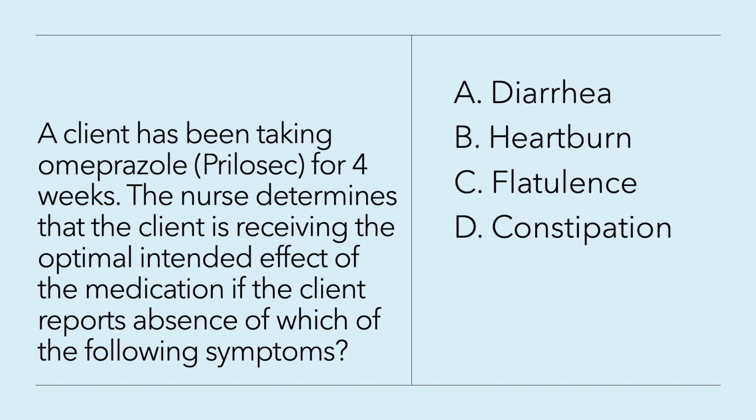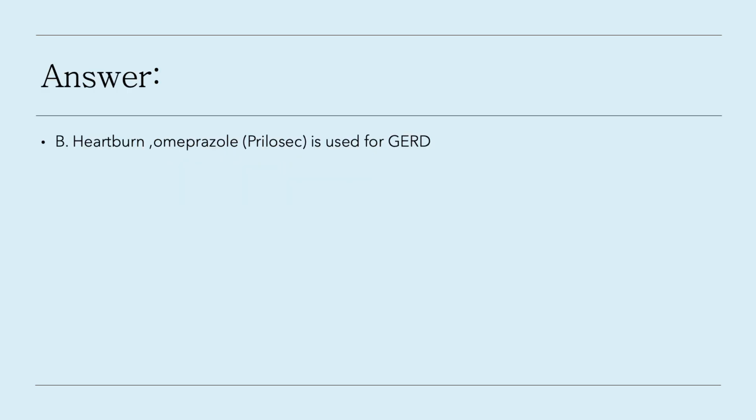All right, NCLEX question. A client has been taking omeprazole for 4 weeks. The nurse determines that the patient is receiving the optimal intended effect of the medication if the client reports absence of which of the following symptoms? A. Diarrhea. B. Heartburn. C. Flatulence, which is gas. Or D. Constipation. The answer is B. Heartburn. Omeprazole is used for GERD, and heartburn is a sign and symptom of GERD.